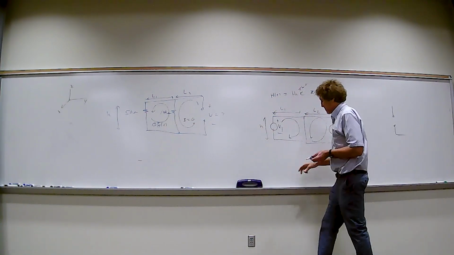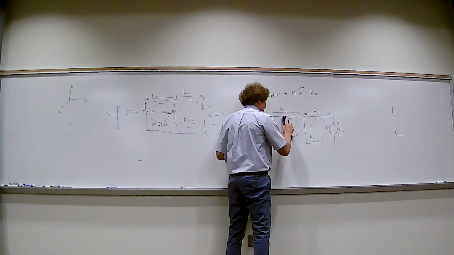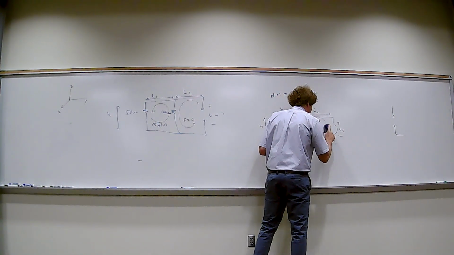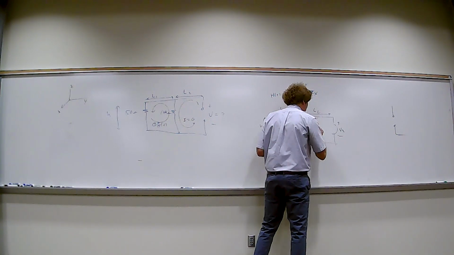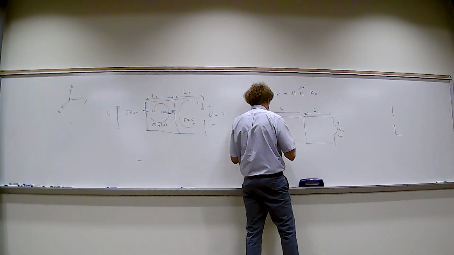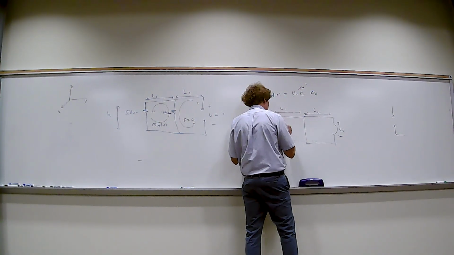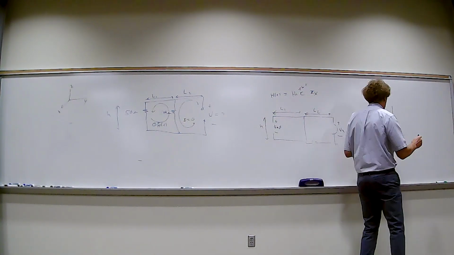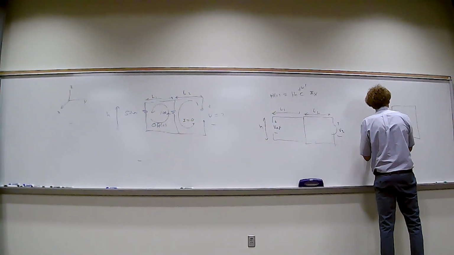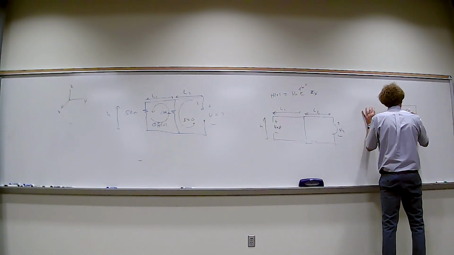Actually, let me do it this way. I'm going to find the induced voltage right there, and I won't confuse you on this. Just for this loop right here, I'm going to find the induced voltage here, V EMF. So it's this. I know the H field's coming out of the board, right?